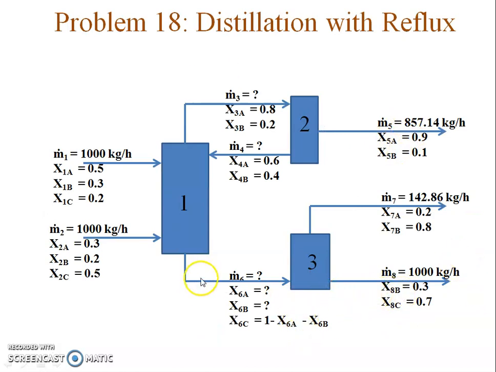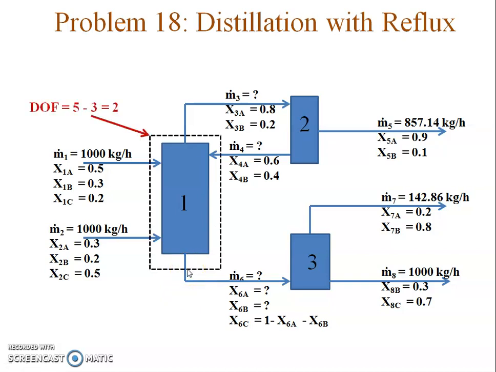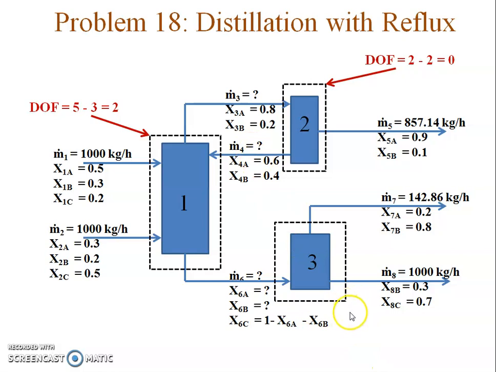Now again I will go and check my degree of freedom in each of the units. Nothing has changed at unit 1, so degree of freedom is again 2. But on unit 2, let's see. My degree of freedom has reduced to 0 because now I have two unknowns and two independent equations. Similarly, on unit 3, if I do degree of freedom analysis, I have three unknowns and there are three equations which I can write. So again I have a degree of freedom which is 0.